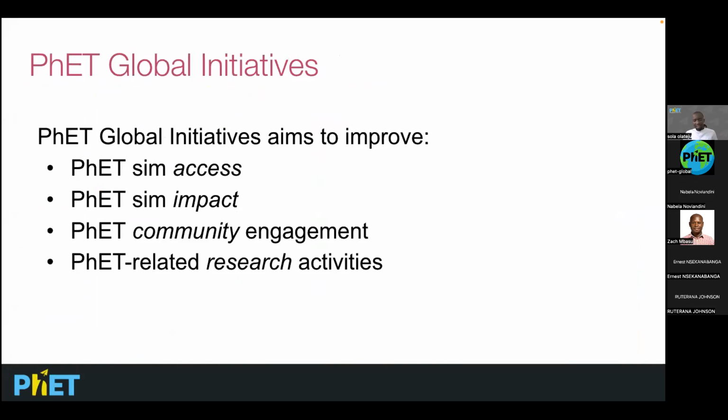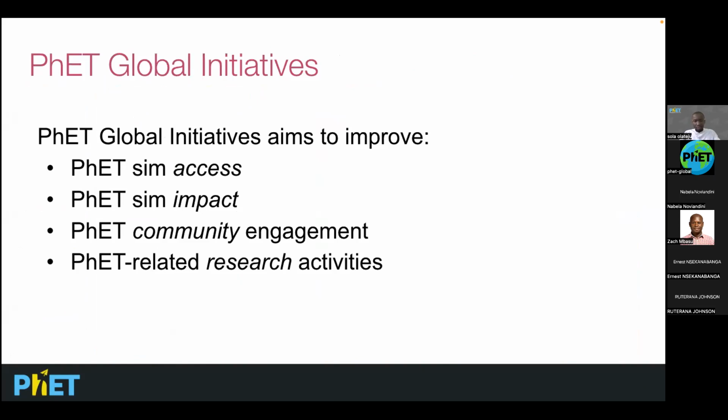So a little about the PhET Global Initiative now. The PhET Global Initiative basically is an initiative focused on improving the quality of maths and science education globally. But our focus is more on increasing PhET sims access and impact in the world.